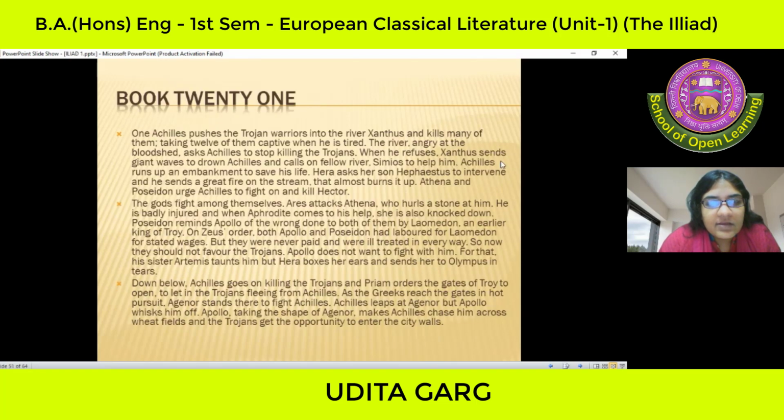So in book 21, Achilles pushes the Trojan warriors into the river Xanthus and kills many of them, taking 12 of them captive when he is tired. The river, angry at the bloodshed, asks Achilles to stop killing the Trojans. When he refuses, Xanthus sends giant waves to drown Achilles and calls on a fellow river, Simoeis, to help him. Achilles runs up an embankment to save his life.